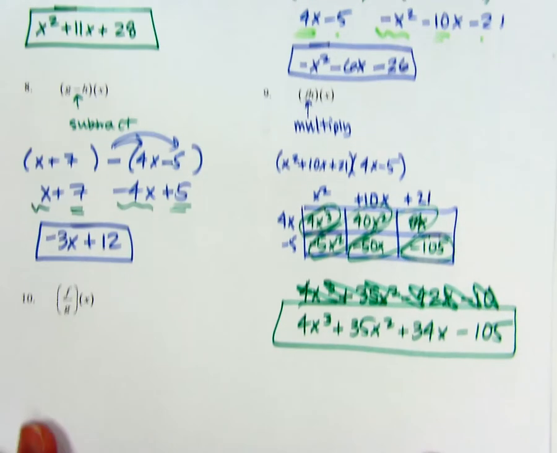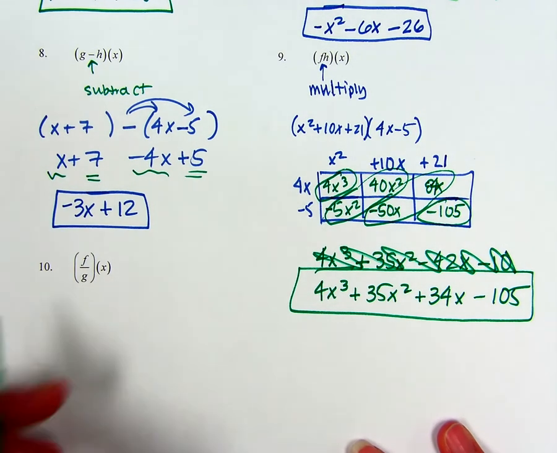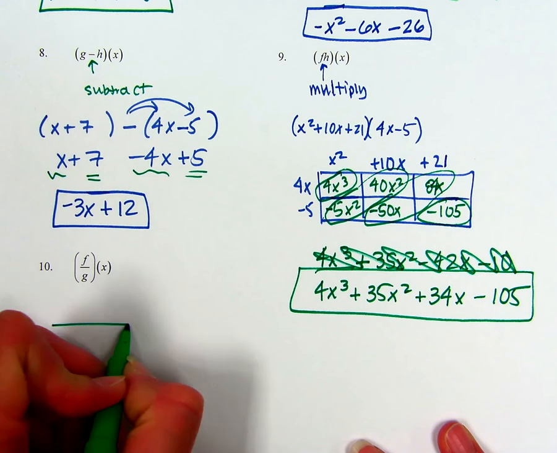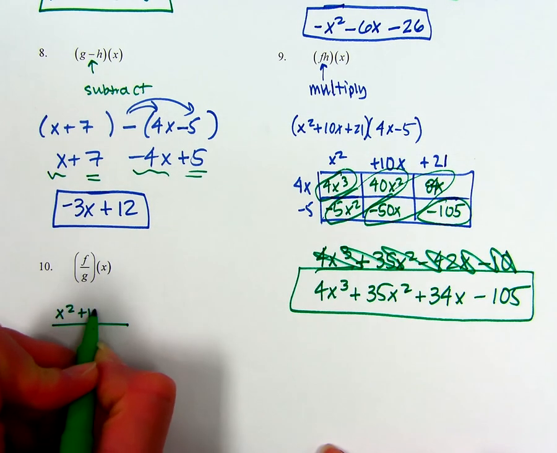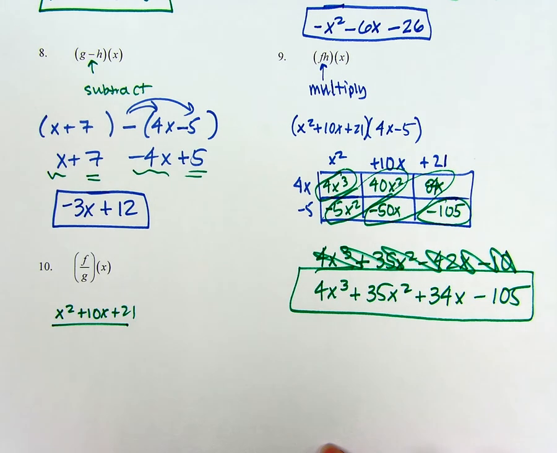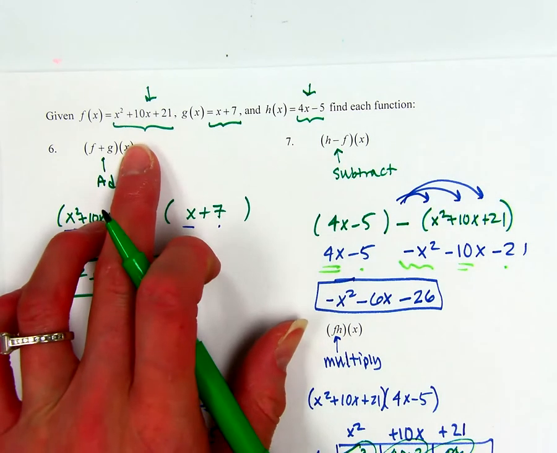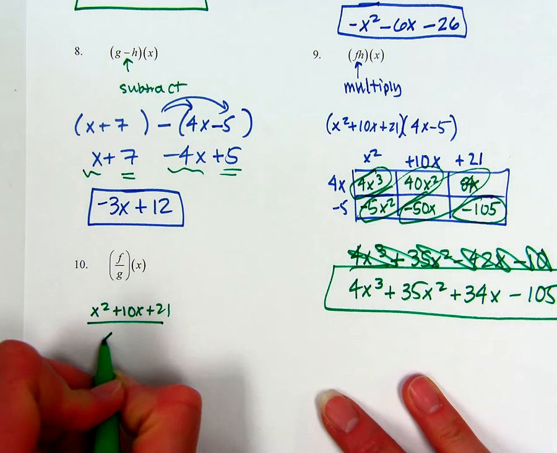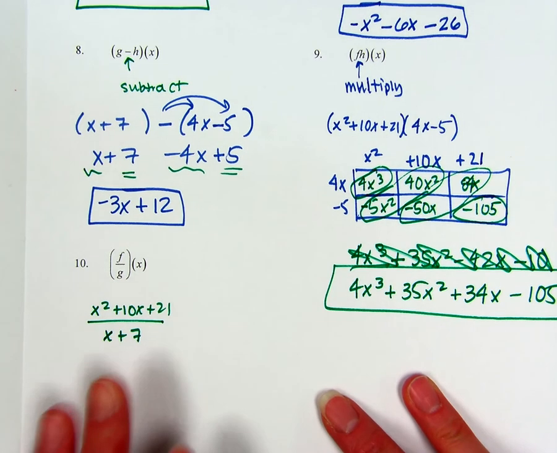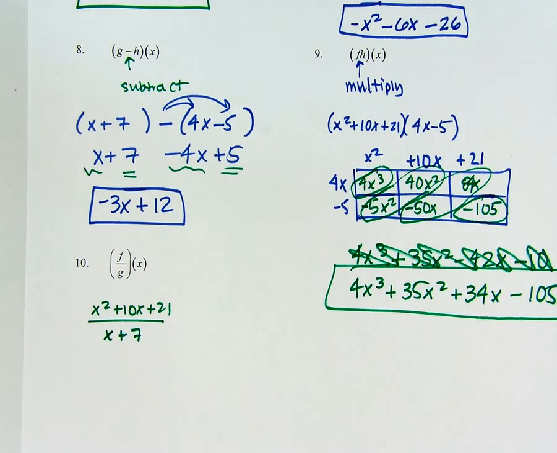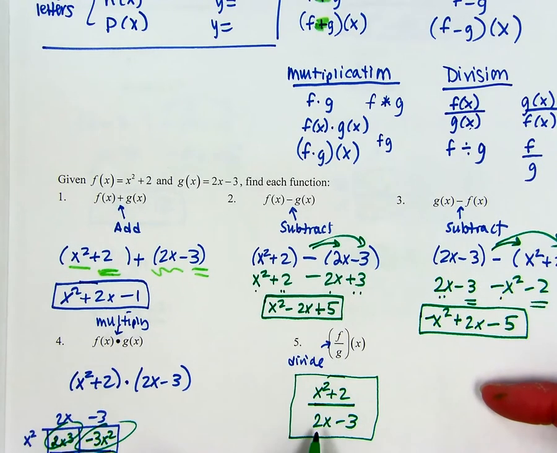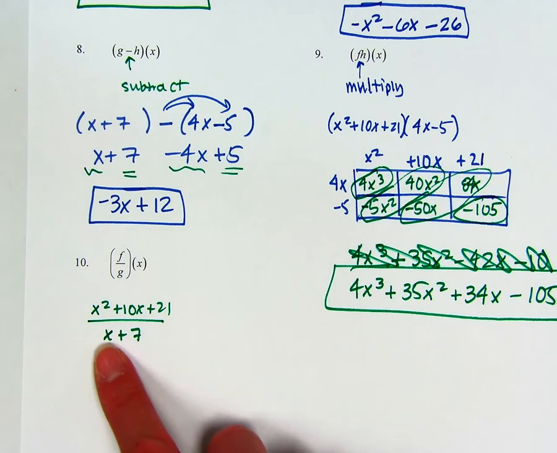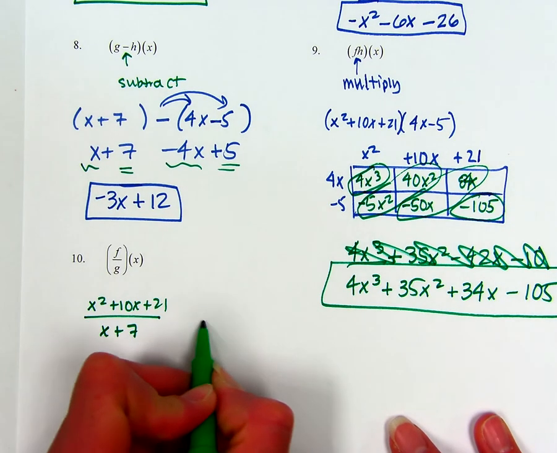All right, last problem is a division problem. So we have f divided by g. Make sure you pay attention to what is equation f. That is x squared plus 10x plus 21. I just got that from up here. And g is x plus 7. Now on this one, we're going to do synthetic division. On our last one, it was hard to do synthetic division because we had a coefficient out in front. Since there's no coefficient here, we're going to use synthetic division.